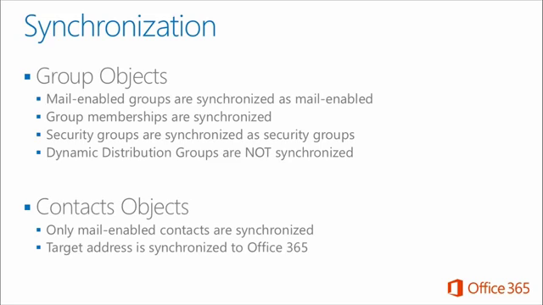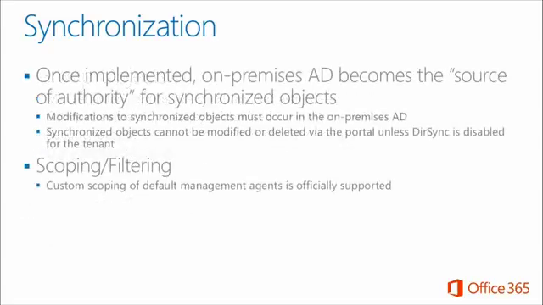Mail-enabled groups are synchronized as mail-enabled. Dynamic distribution groups are not synchronized, so there is some give and take when you're dealing with this. But mail-enabled contact objects are synchronized, and the target address is synchronized to Office 365. Once implemented, AD on-premises is the source for your users and for your synchronized objects.